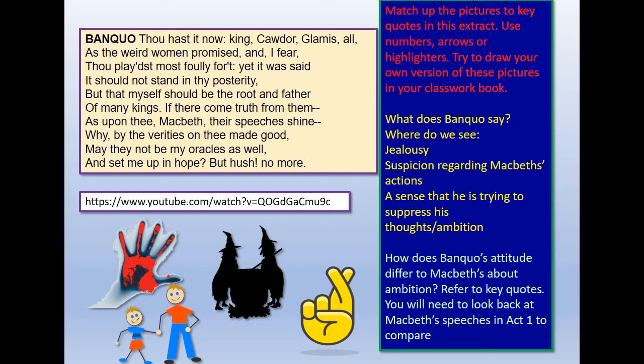Okay, so you are going to have to look at lots more than just this extract, my greens and purples. Again, if you need this slide for longer to read that little extract from Banquo or to remind yourself what your task is, please press pause now because I'm going to move on to the next slide.